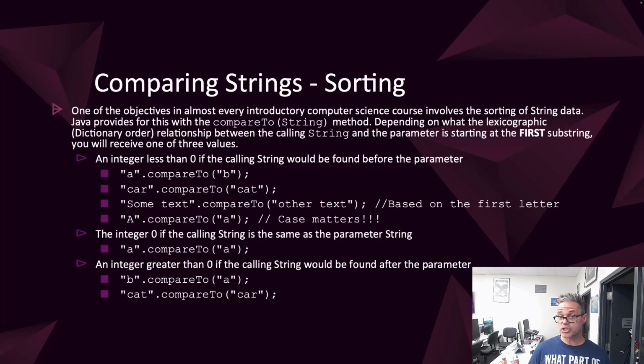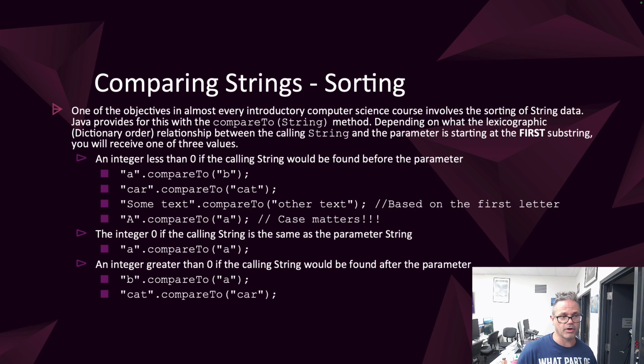Now, if we are doing sorting of strings, we have the compareTo method. And we'll use that when we're working with that. The compareTo uses the lexicographic comparison, aka dictionary order. But you do have to remember that uppercase values are all before any lowercase value. So capital Z is before lowercase a.